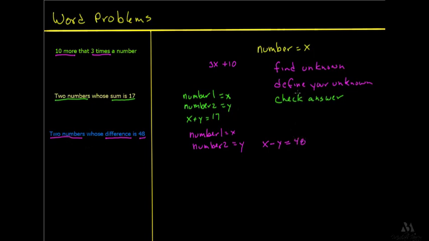It's a two numbers thing. We defined it. We just said number 1 equals x, number 2 equals y. And then we found that, oh, this is a difference problem. So we've got minus. So we had two numbers, x and y, whose difference is 48. x minus y equals 48.